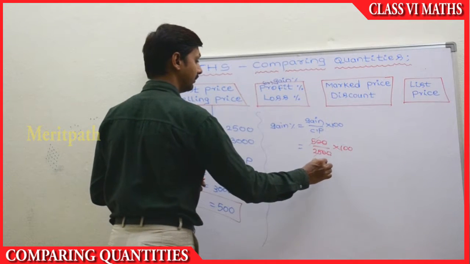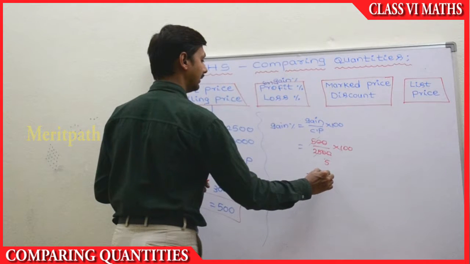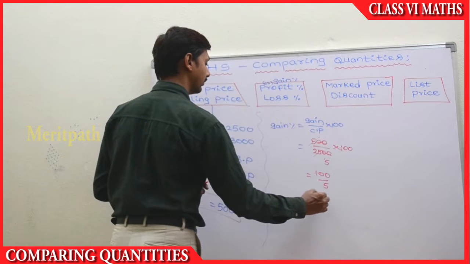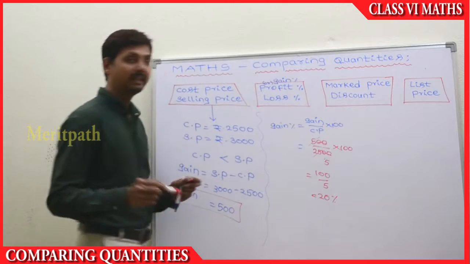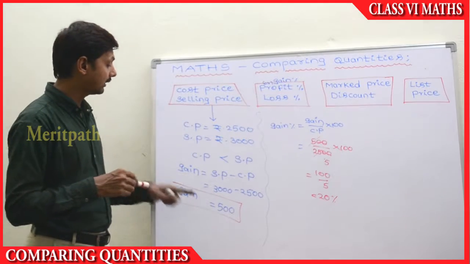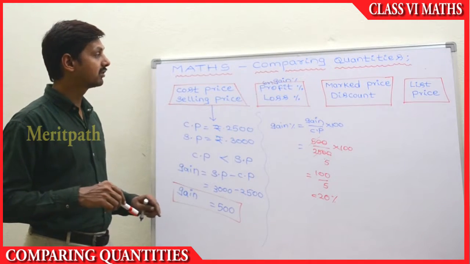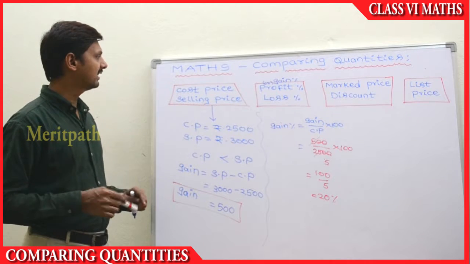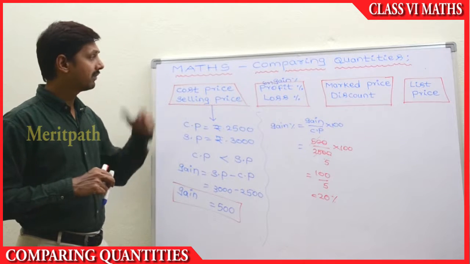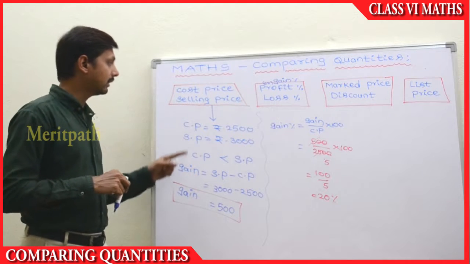5 table, it is 5 times. We get 100 by 5, that is 20. So 20%. Gain percent is 20%. The gain we got is 500 rupees, and gain percent is 20%. So in this manner we will find out the profit percent, the loss percent, and profit and loss.